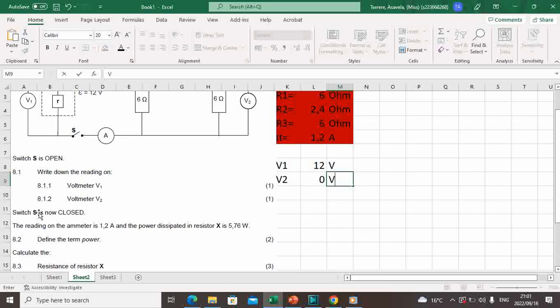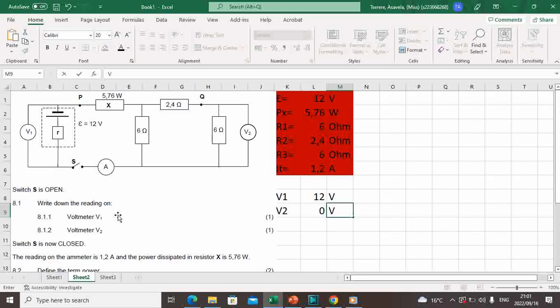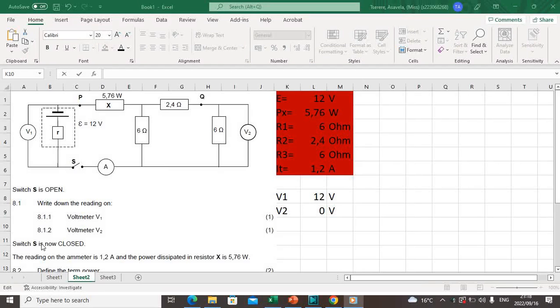Okay, now we close switch S. Switch S is closed. Now we have a complete circuit. If switch S is closed, we will now have a current that is circulating in the whole circuit, and the reading on the ammeter is 1.2 ampere. So the current that flows in this section is 1.2 ampere.